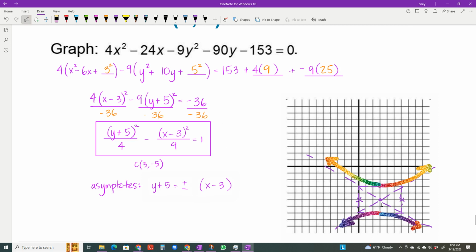Okay, last time I went to the graph. If you want to go to the graph, find the center. I went up 2 and over 3. The square root under the y is 2. The square root under the x is 3. Y over x, still 2 over 3. So those are my asymptotes. And that is all you have on hyperbolas.